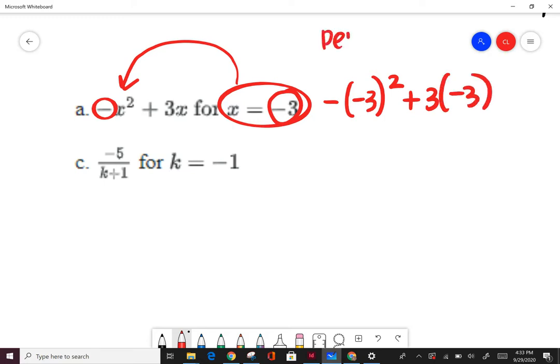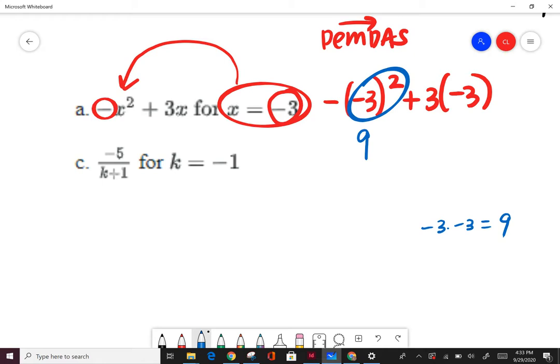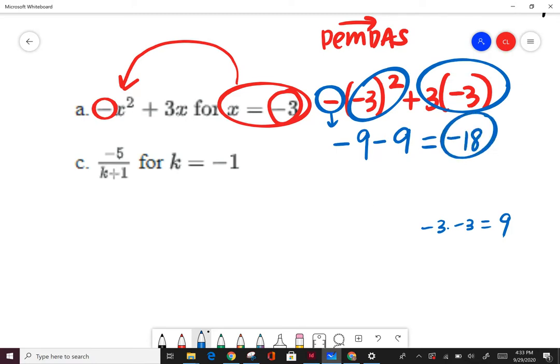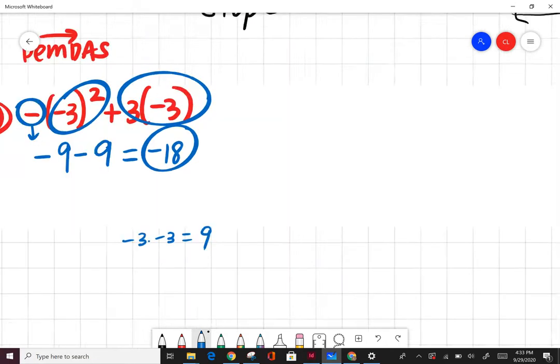So we're going to use PEMDAS, order of operations, going from left to right. I see an exponent, so we have to square the -3. That means -3 times -3, which is +9. So I'm going to put a 9 here. See this negative? We have to bring it down. And we're going to multiply these as well. 3 times -3 is -9. Now we can combine those two together and it gives us -18. So A is -18.